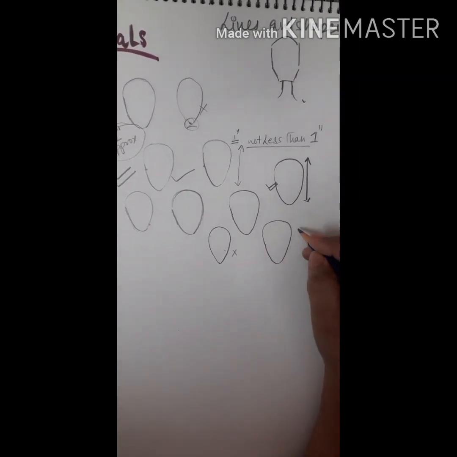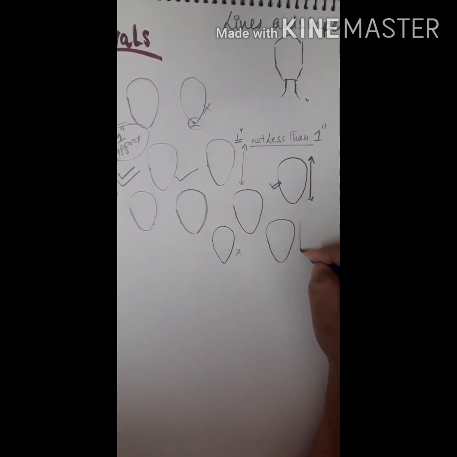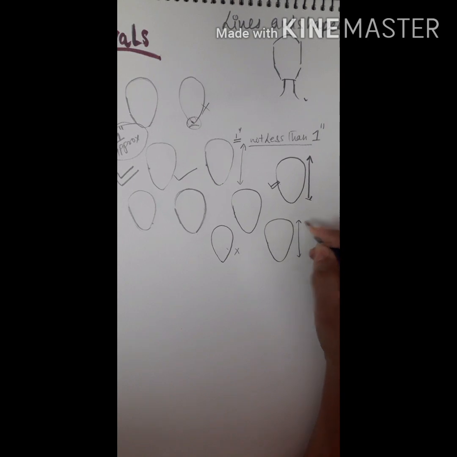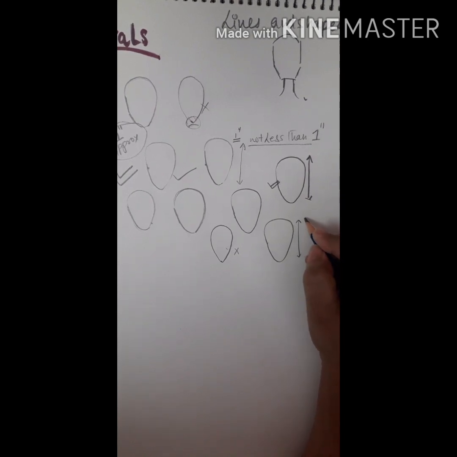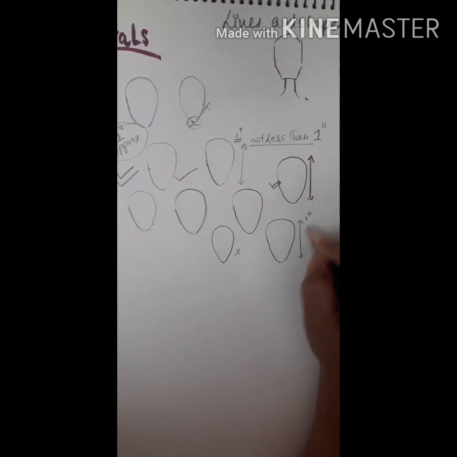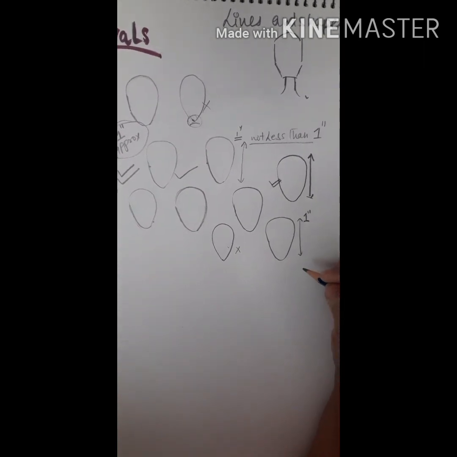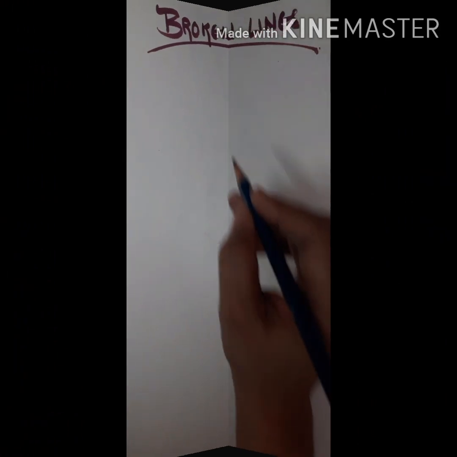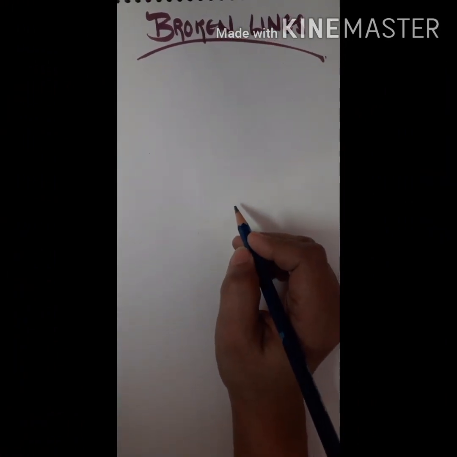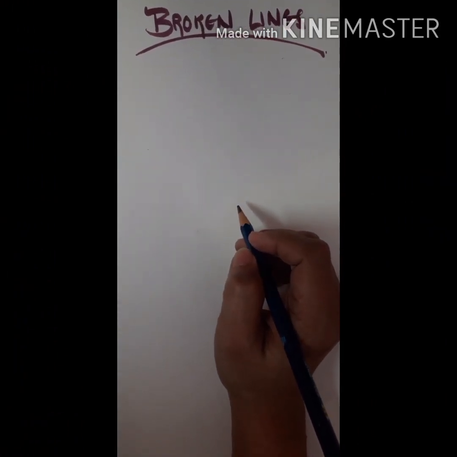To check whether your oval is the right and appropriate size, check the size of the oval. It should not be less than 1 inch. That's the perfect size of oval. Got it? Okay, so next among the lines and shapes are the broken lines.